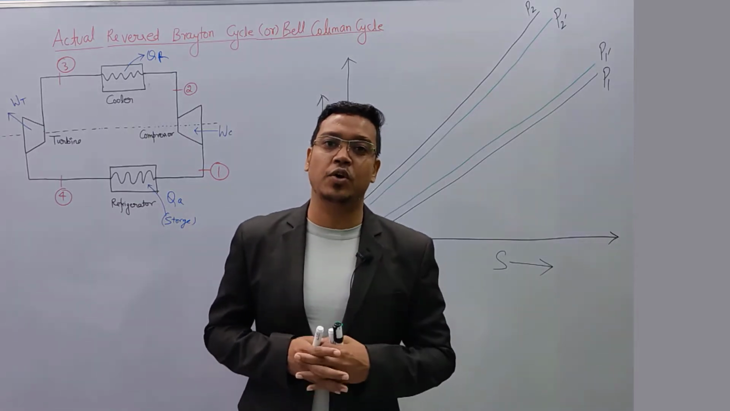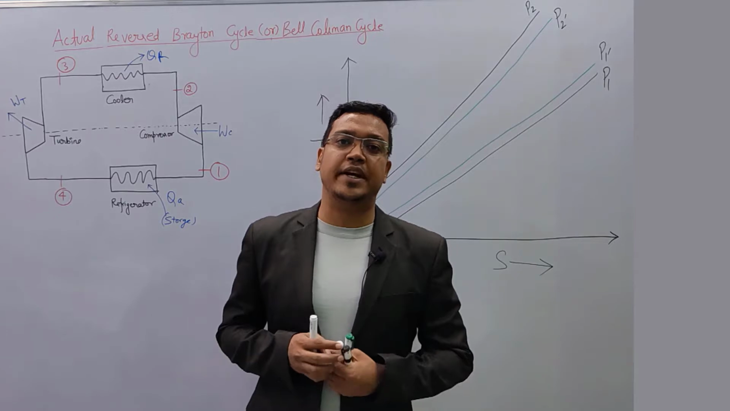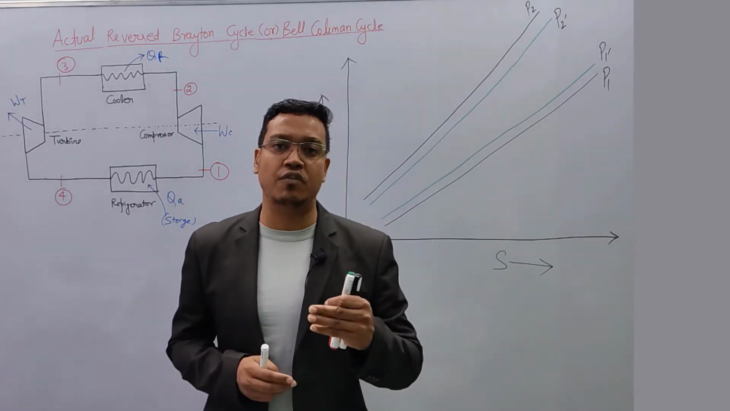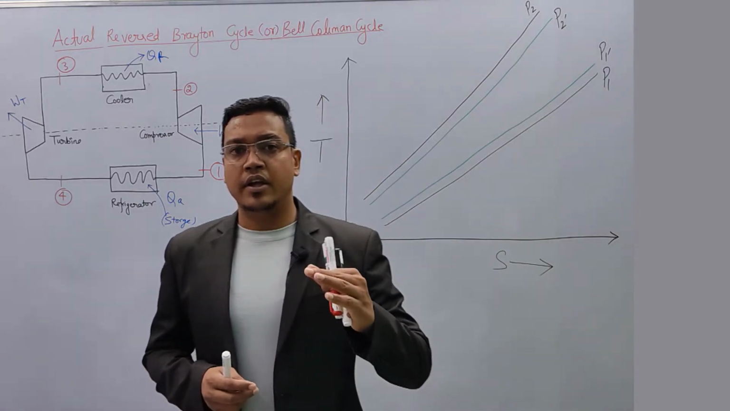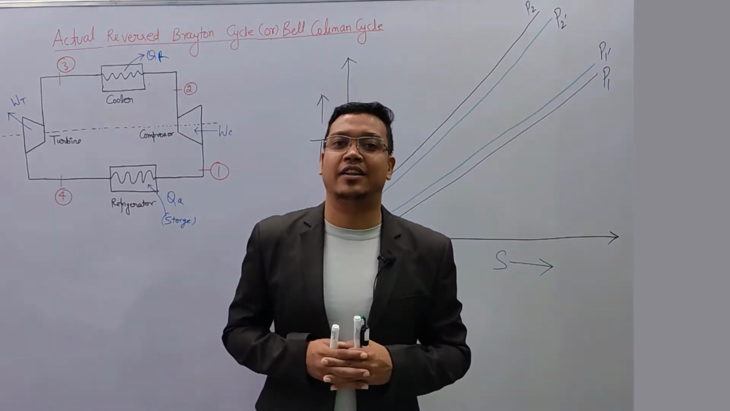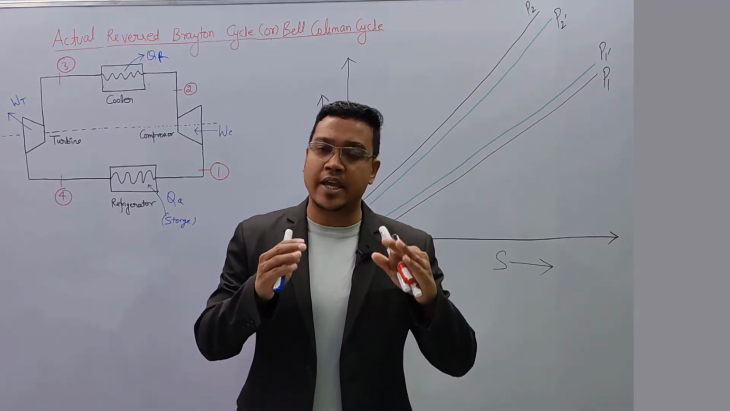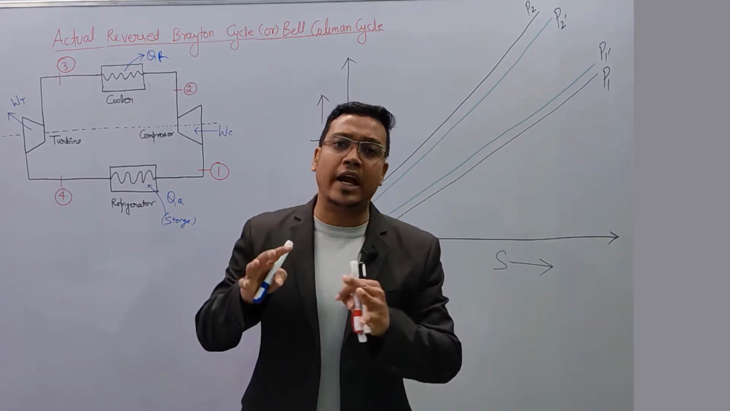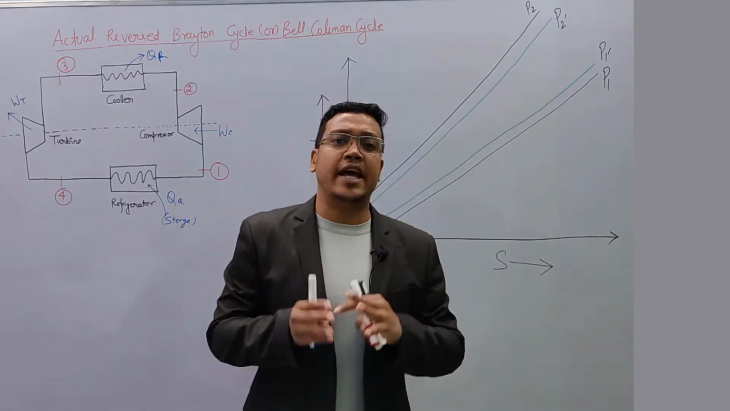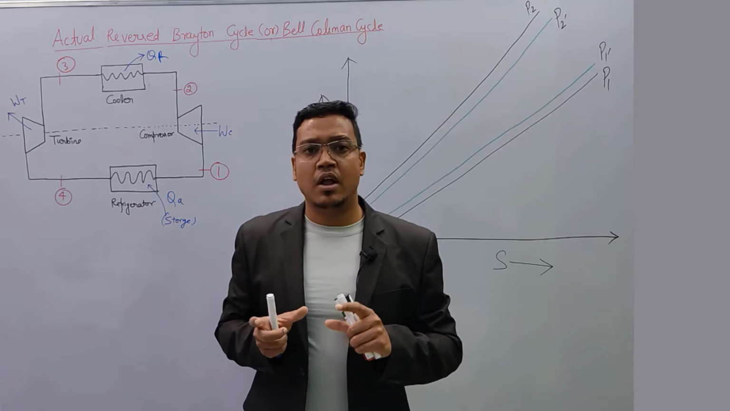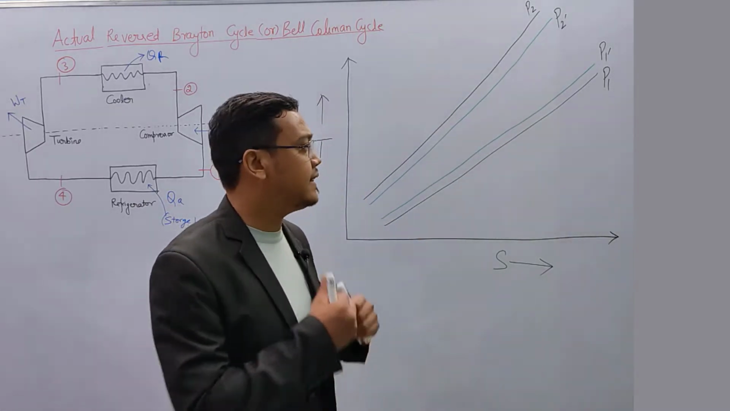In the last video, we have studied about the ideal reverse Brayton cycle. Now in this video, we will see the actual reverse Brayton cycle. In the last video, I told you that there are some losses in the cycle. Because of those losses, the ideal reverse Brayton cycle will change. How will it change? We will see here. Okay, let's start.